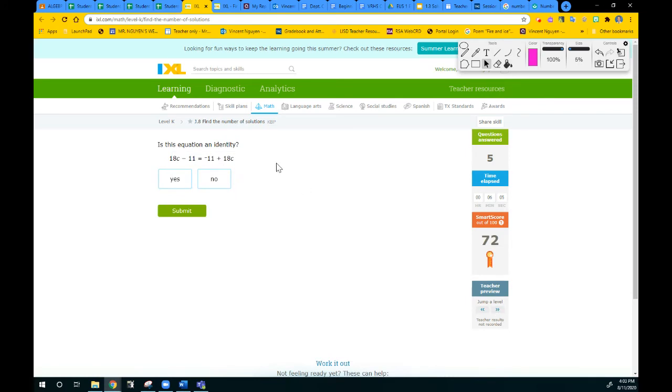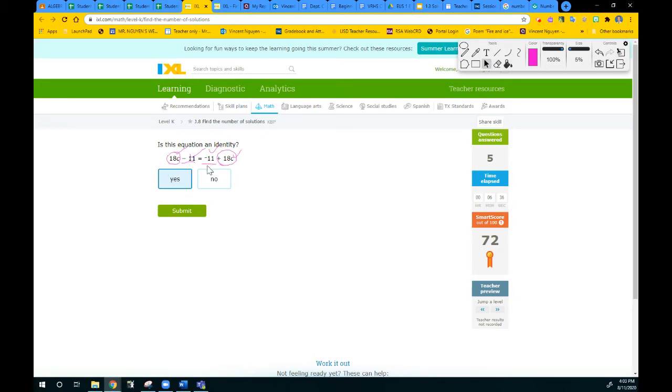Okay, so it's asking you, is this an identity? Identity means the left-hand side is exactly the right-hand side, right? So is this a positive 18C? And is this a positive 18C? Yes, so that's true. That's identity. Now, this is negative 11. This is also negative 11. So that's also true. So I can say now that yes, it is an identity, because it is true.